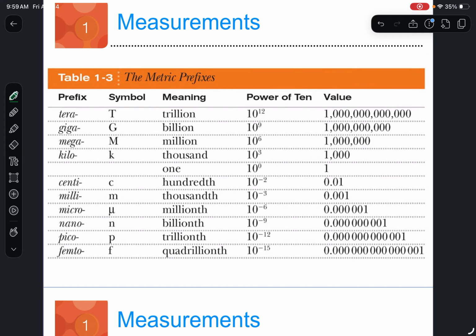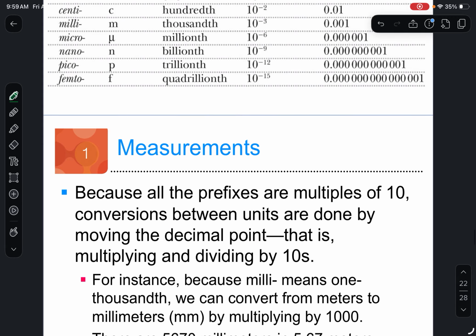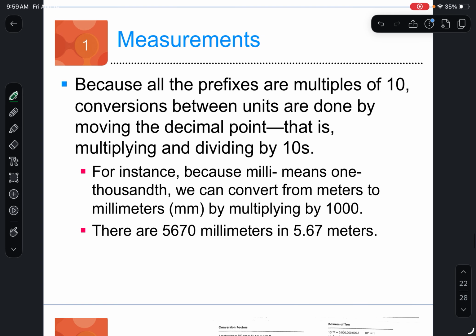We're going to be using probably kilo a lot, as well as centi, milli. We might use mega sometimes. Now, because all the prefixes are multiples of 10, conversions are very easy because you're just moving the decimal place. So I have an example. Because milli means 1,000s, we can convert from meters to millimeters by simply multiplying by 1,000. So there's 5,670 millimeters in 5.67 meters.